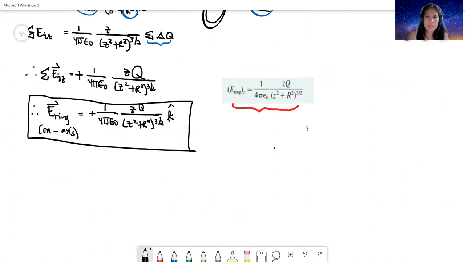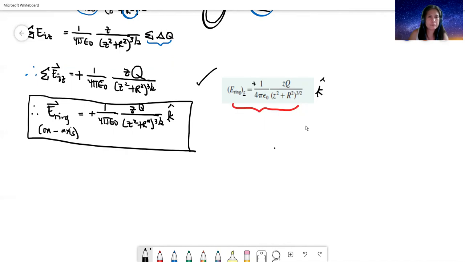Okay. Ayan. So, hindi niya sinulat dito si k-hat. Because you already have here the z component and then positive siya. So it's still the same. Correct pa rin siya. So if there is a problem that asks for the on-axis electric field due to a ring of charge, then you can immediately use this.